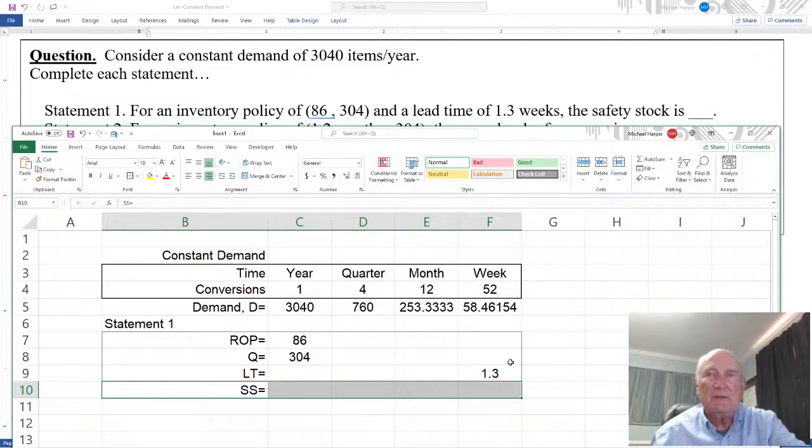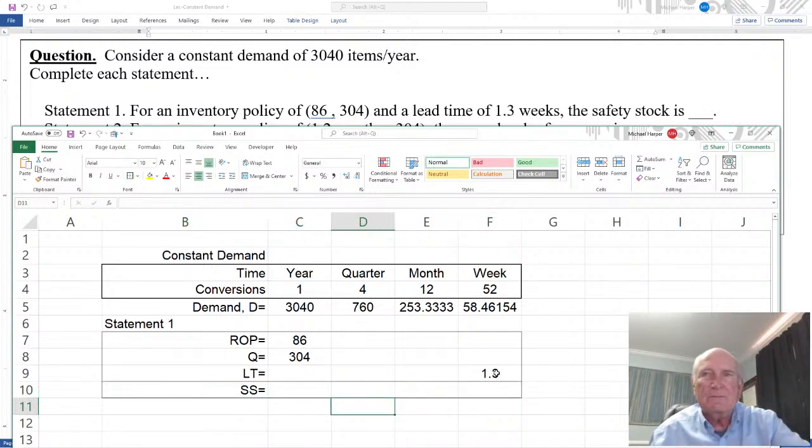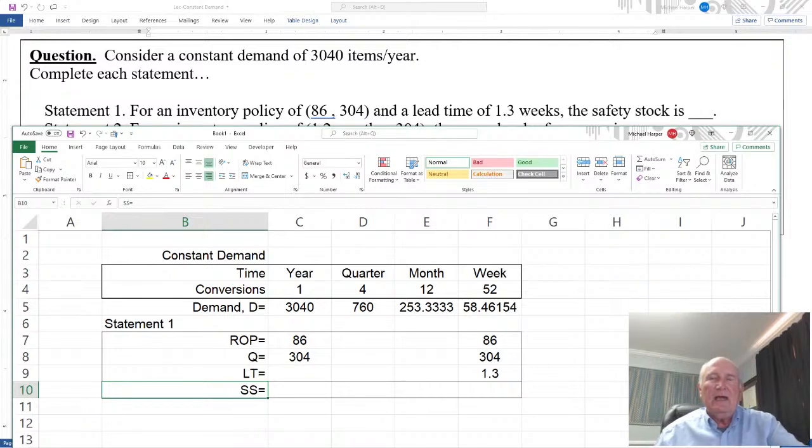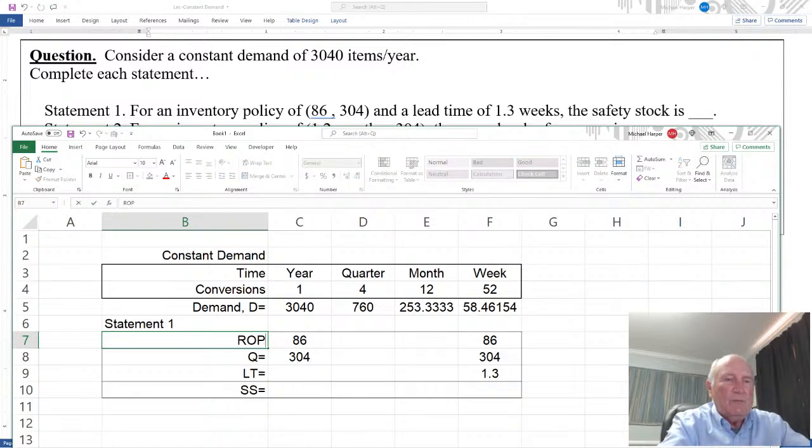Now the safety stock is going to be pretty much the same for year, quarter, month, and week. Now we have 1.3 in weeks. The safety stock is part of ROP. So let's say ROP equals demand times lead time plus safety stock. Therefore, the safety stock is going to equal ROP minus demand times lead time.